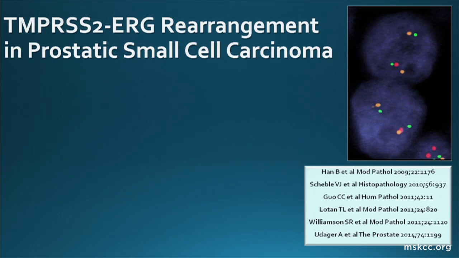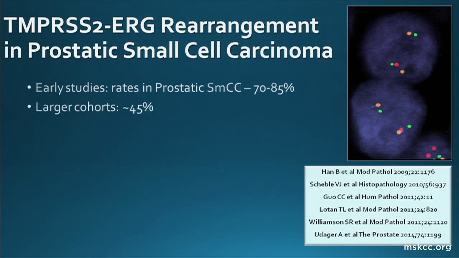So what do we know about TMPRSS2-ERG rearrangement, specifically in prostatic small cell carcinomas? And I've given a series of references here on the right that are also in the references that have been made or will be made available to you regarding this meeting. Well, early studies in very small cohorts showed rates of this rearrangement in prostatic small cell carcinomas of 70 to 85%. And those authors used this as an argument that the rearrangement itself was a sign of aggressive disease. However, as larger cohorts became available, the percentage went down to about 45%, which is actually not different than that seen in primary disease. And so it was seen now not as a proof text, as it were, for rearrangement being associated with aggressive disease.